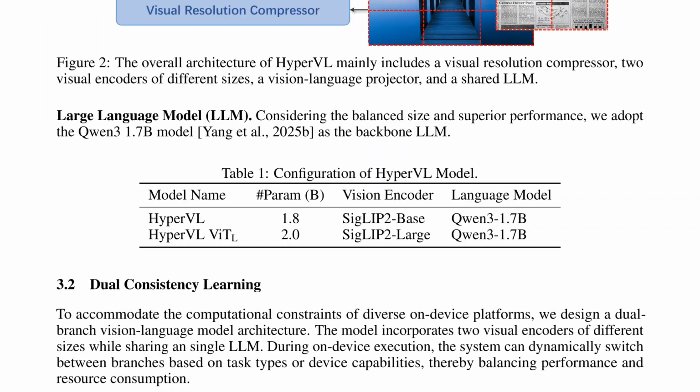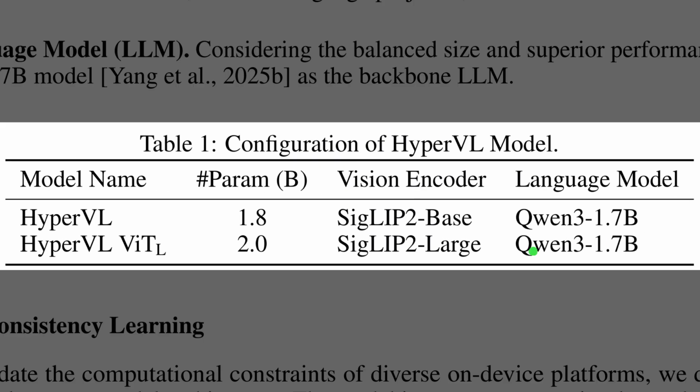Table 1 pins down the exact model configurations, so the efficiency story has concrete parts. This table shows the full comparison area, listing model name, total parameters, the vision encoder choice, and the shared language model. HyperVL pairs SigLIP2 base with Qwen3 1.7B, which keeps the system lighter. HyperVL swaps in SigLIP2 large, which raises capacity while keeping the same language backbone.